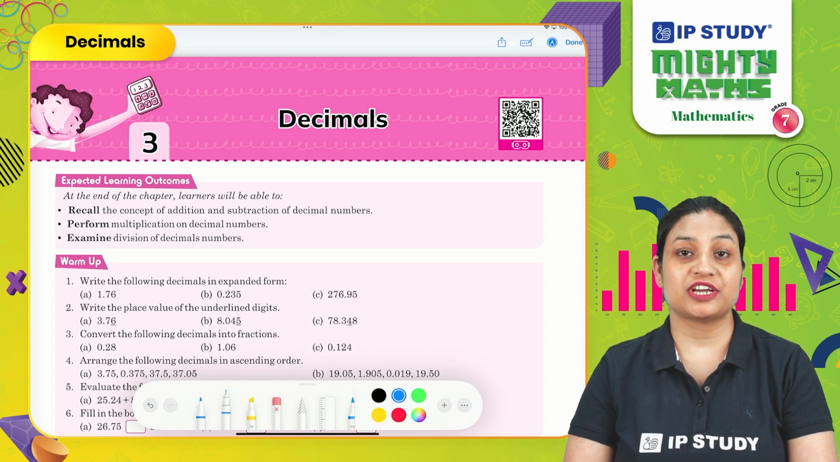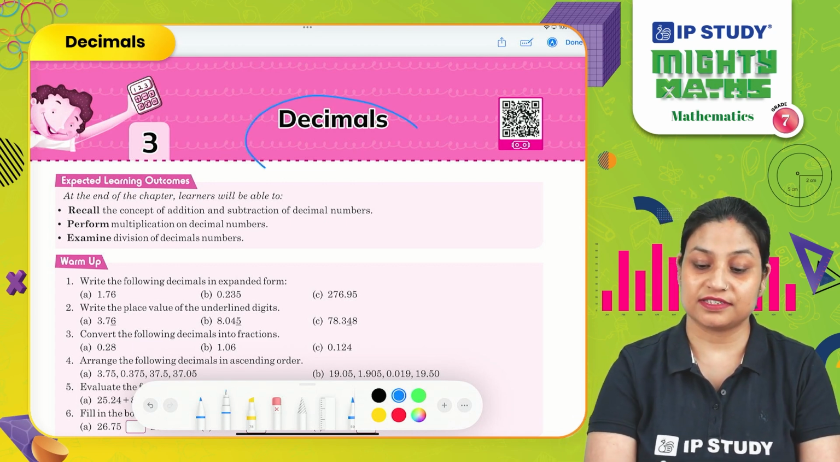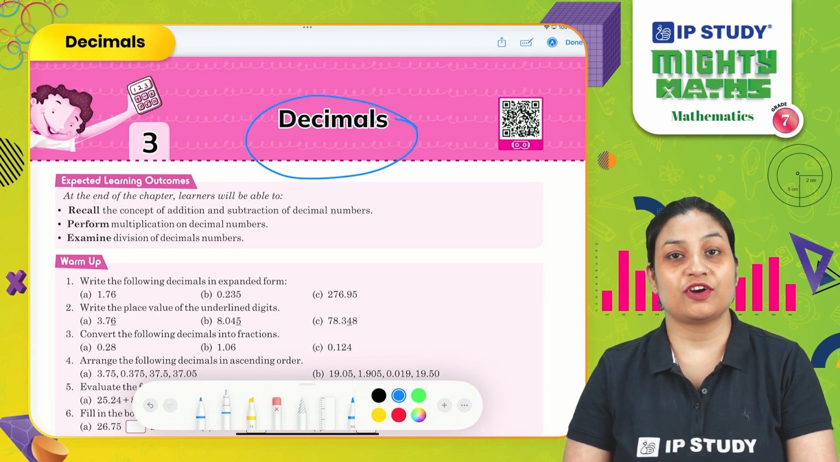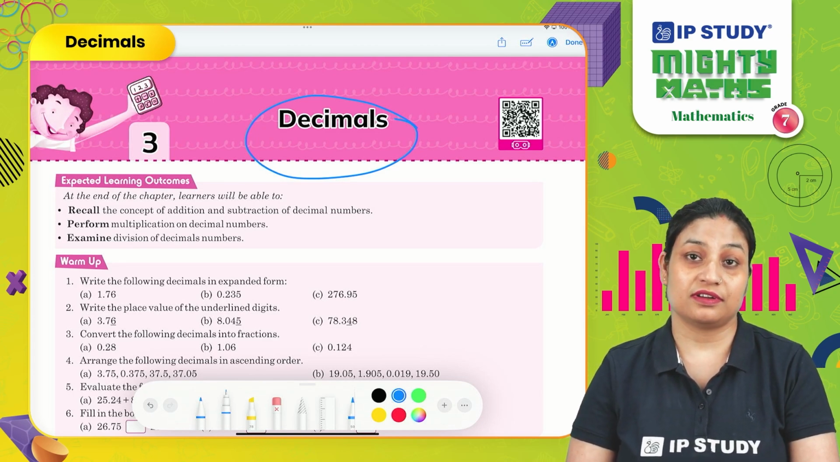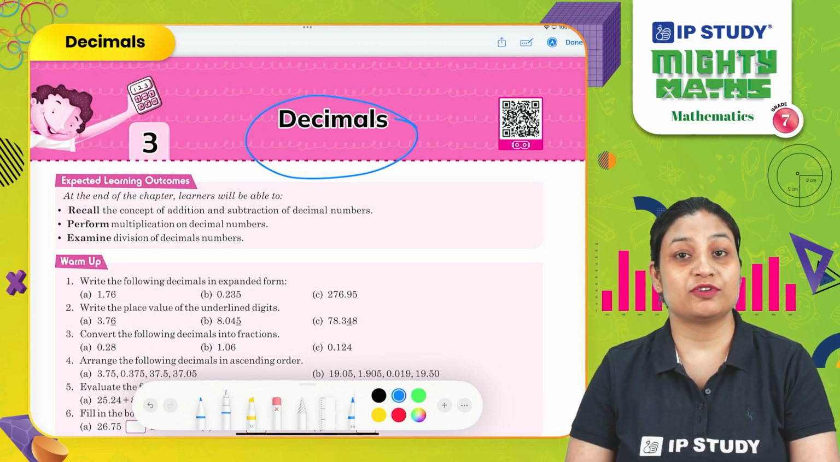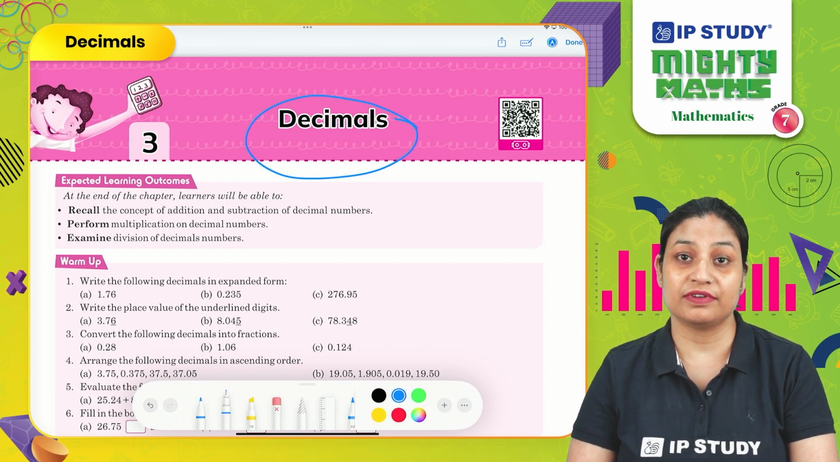Today I am going to take chapter number 3 of grade 7 and the name of the chapter is Decimals. So let's quickly see what are the topics that we are going to cover in this lecture. First of all, we will recall the concept of addition and subtraction of decimals. Then we will discuss how to multiply decimal numbers and thereafter we will discuss how to divide decimal numbers. So without wasting our time, let's start the session.